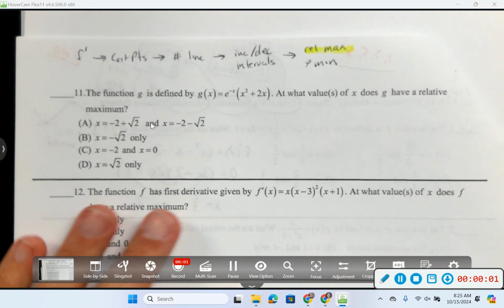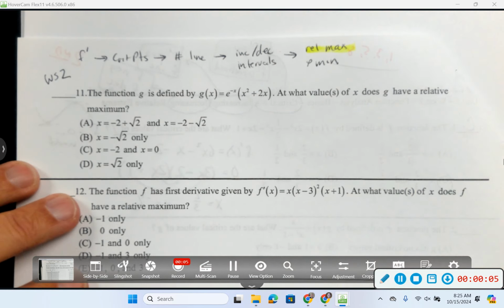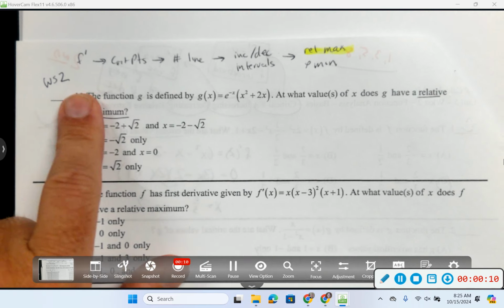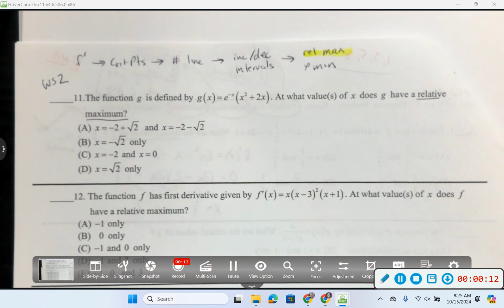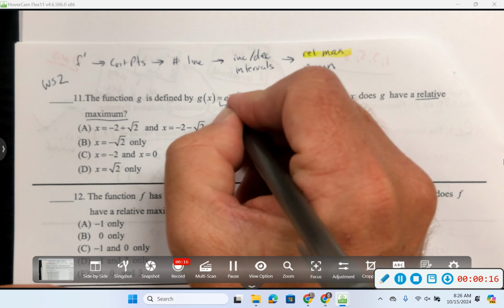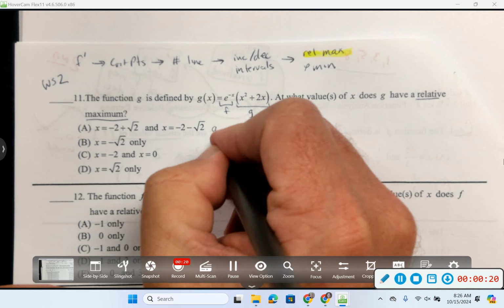So this is number 11 on worksheet number 2. Find the relative max. Again, there's no real shortcut. I've got to go through all of those pieces to finally land at the relative max. So job 1 would be take a derivative, which is going to involve the product rule.